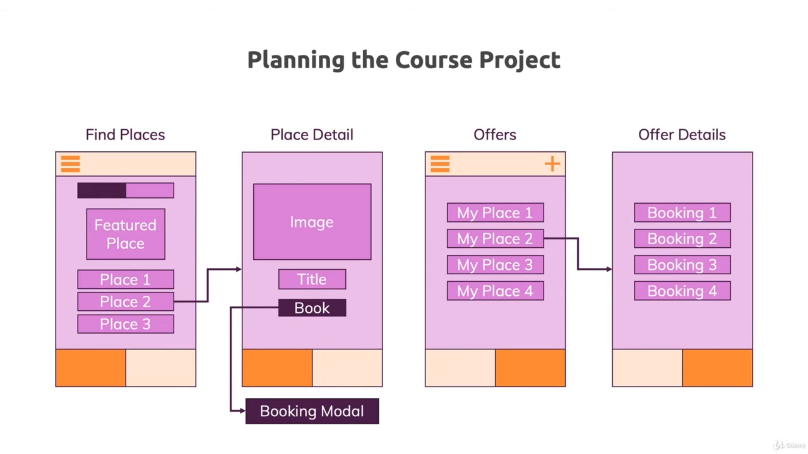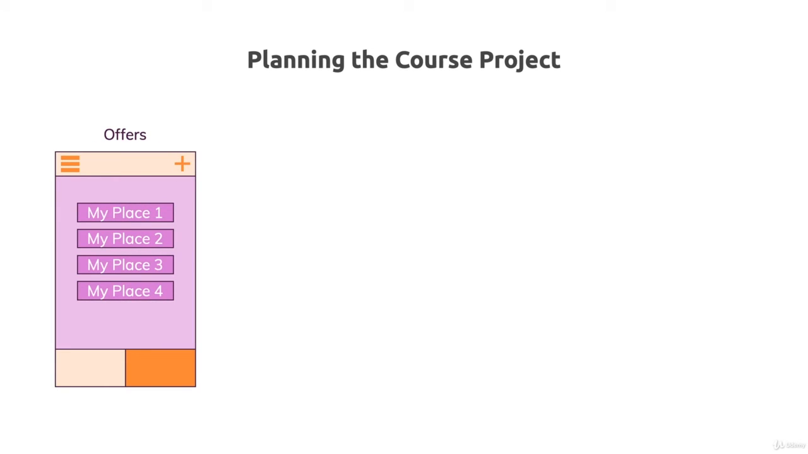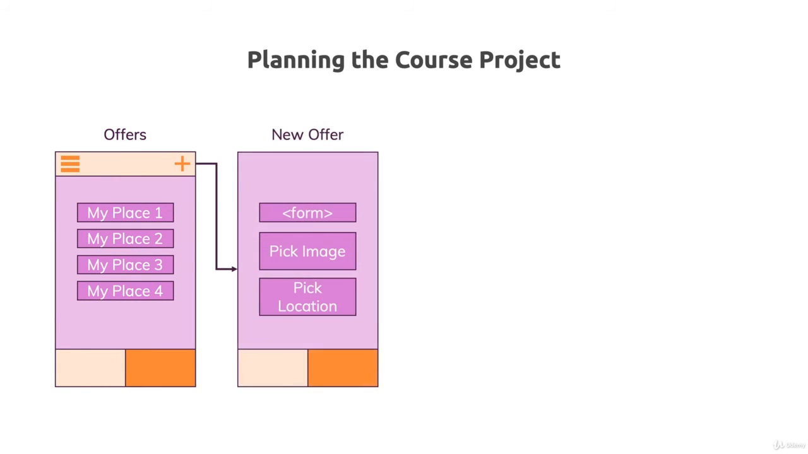So again, that is then pushed on top of that stack of pages, where we can see who booked our places, or we see basically the bookings for this place we offered. Now, that's not all. On that offer page, as I mentioned, we can press that plus button, and that will take us to the new offer page. By the way, we'll also implement ways of editing existing offers, so existing places we're offering.